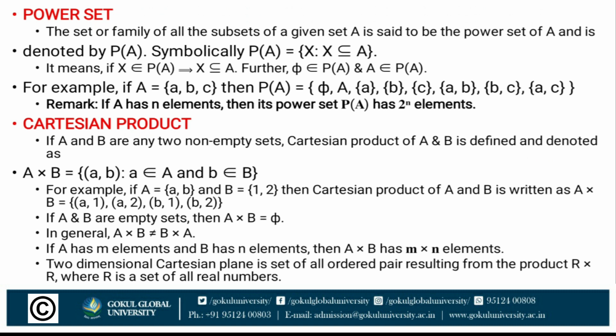Cartesian product, A cross B. The definition of Cartesian product: A and B are two non-empty sets, then A cross B is the set of ordered pairs (a, b), where a is in A and b is in B. If A and B both are non-empty sets, then A cross B is not equal to phi.